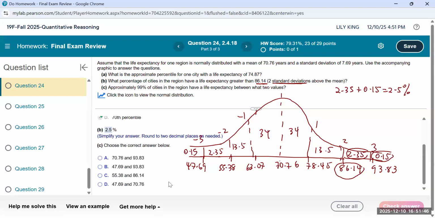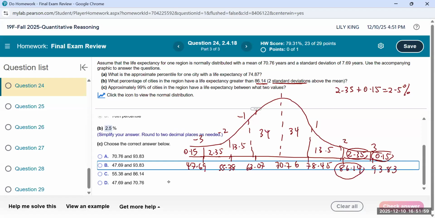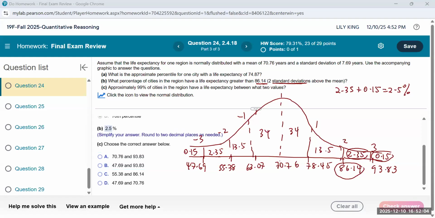And approximately 99% of cities in the region have a life expectancy between two values. Approximately 99.7% of the data values are within 3 deviations. So here is my 3 deviations below, and here is my 3 deviations above. So I'm looking at 47.69 and 93.83, which is B.